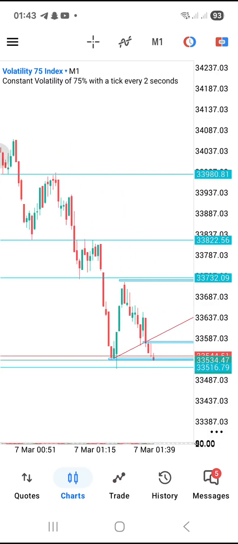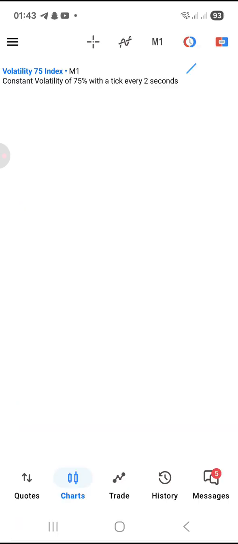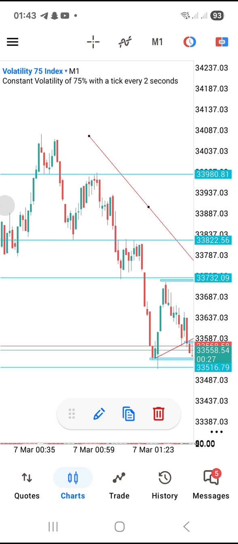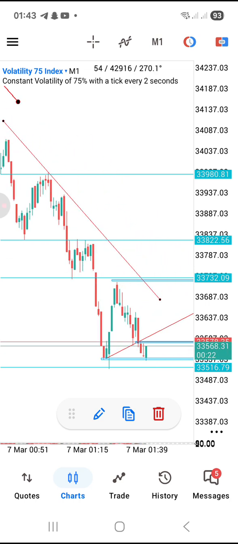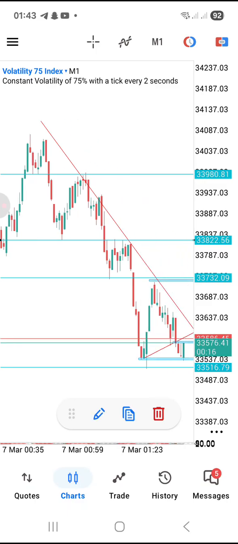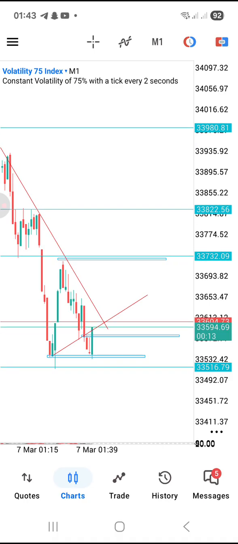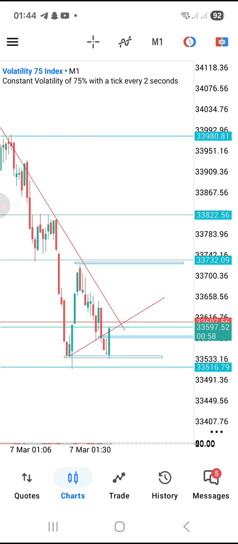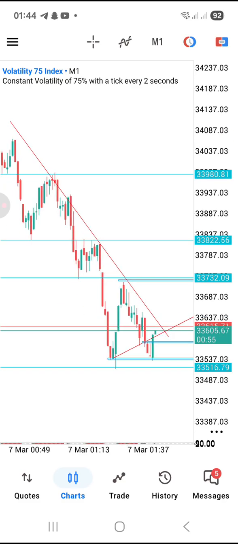bias now is to the downside. If you look at this smooth trend downward, like this, it's been dropping for a while. Okay, you see the market's coming. So ideally, we will want it to break this trend line a little and give us a sell opportunity.